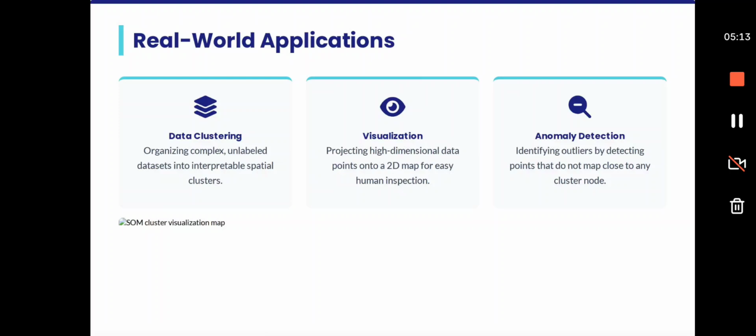Now let us see the real-world applications of KSOM. Kohonen self-organizing mapping is widely used in real-world applications. Data clustering: it organizes unstructured data sets into meaningful clusters. Visualization: it converts complex high-dimensional data into easy to understand 2D maps. Anomaly detection: it identifies unusual data points or outliers. The cluster visualization map helps easily inspect grouped patterns.